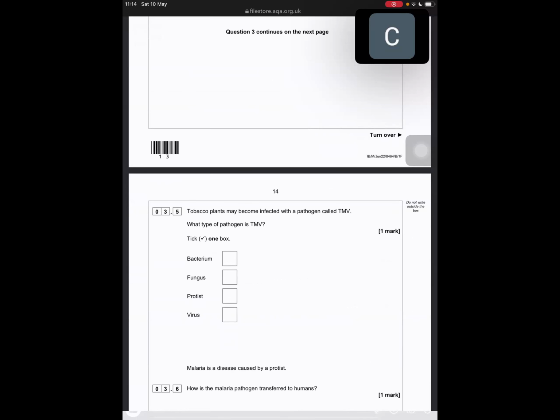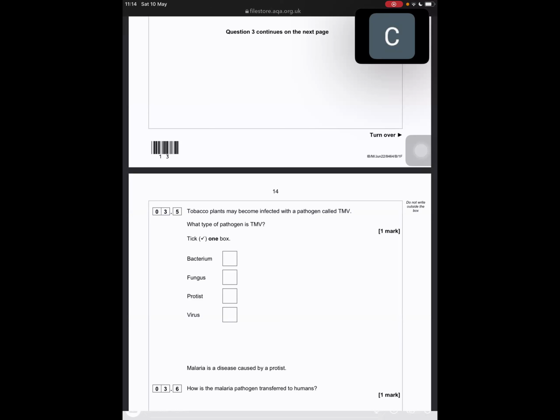It says tobacco plants may become infected with a pathogen called TMV. What type of pathogen is TMV? It sounds like a virus to me. Not too sure of TMV, but it sounds like a virus to me. Tobacco. Yeah. What does the marking scheme say? Yes, it's a virus. Okay.